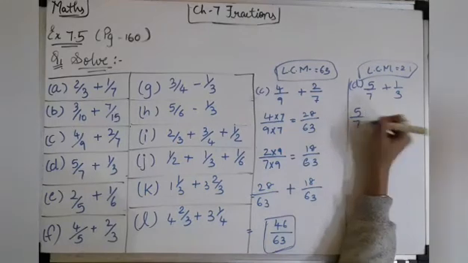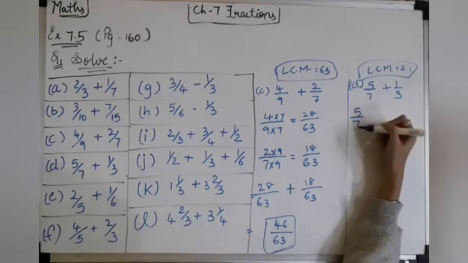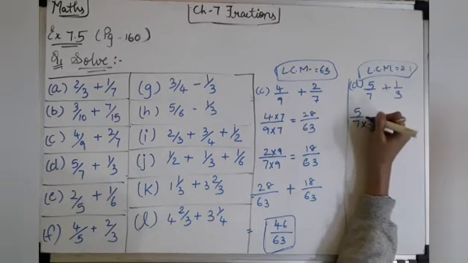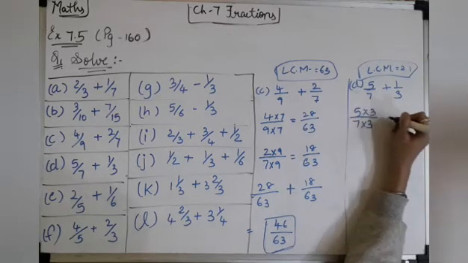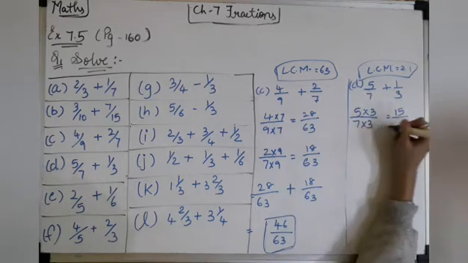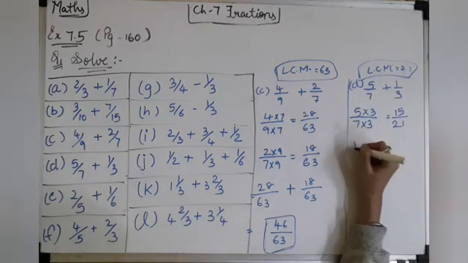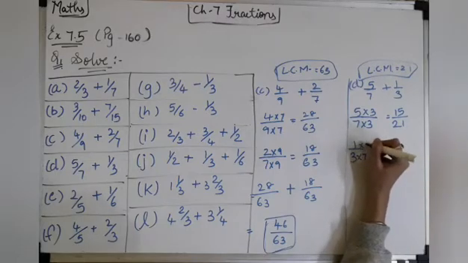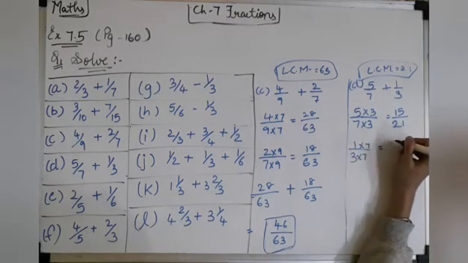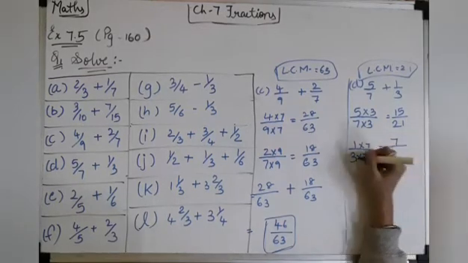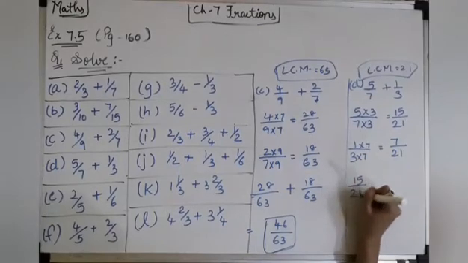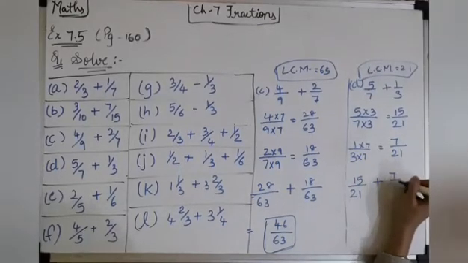5 upon 7: by what number will I multiply 7 to get 21 in the denominator? I'll multiply by 3, in the numerator also 3. 5 threes are 15 and 7 threes are 21. 1 upon 3: again the same, by which number will I multiply to get 21? I'll multiply by 7, in the numerator also 7. 7 ones are 7 and 3 sevens are 21. So 15 upon 21 plus 7 upon 21.